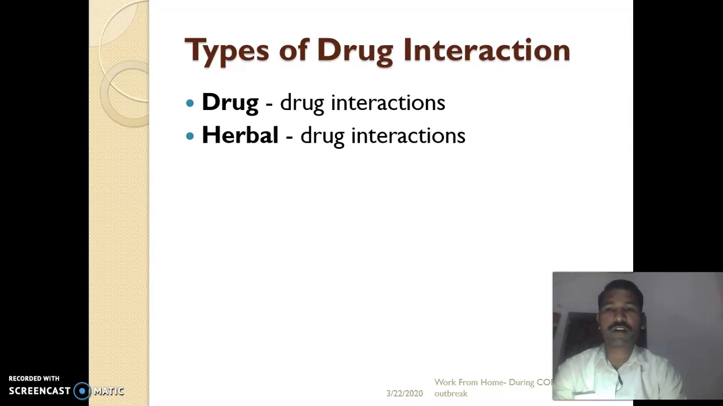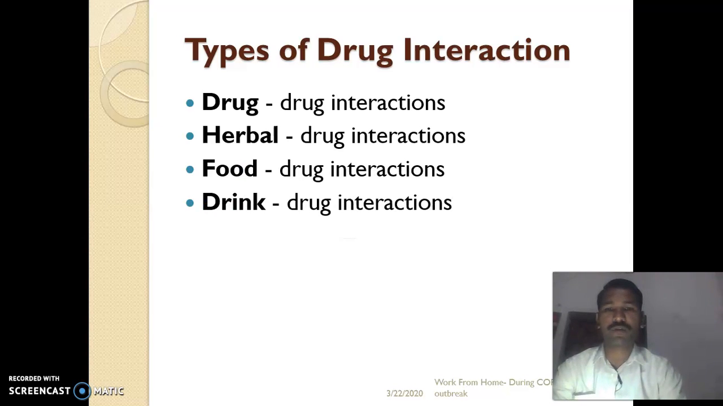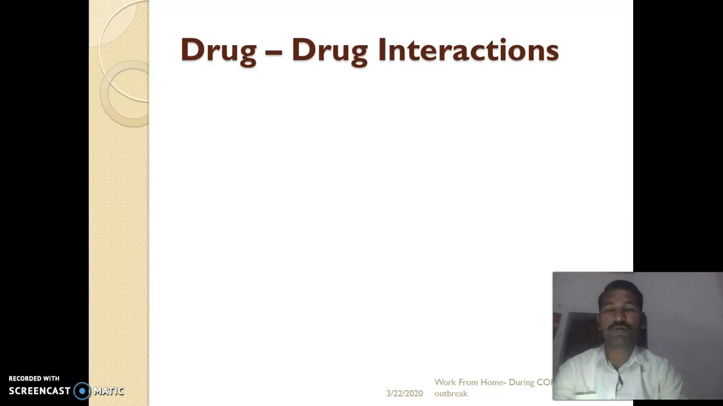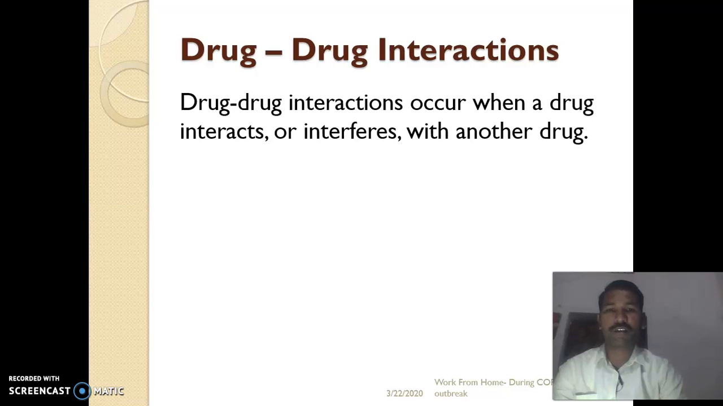There are various types of drug interactions, such as drug-drug interactions, drug-herbal interactions, drug-food interactions, drug-drink interactions, and pharmacogenetic interactions. These are the various types of drug interactions. First, let's see drug-drug interaction. Drug-drug interaction occurs when a drug interacts or interferes with another drug.